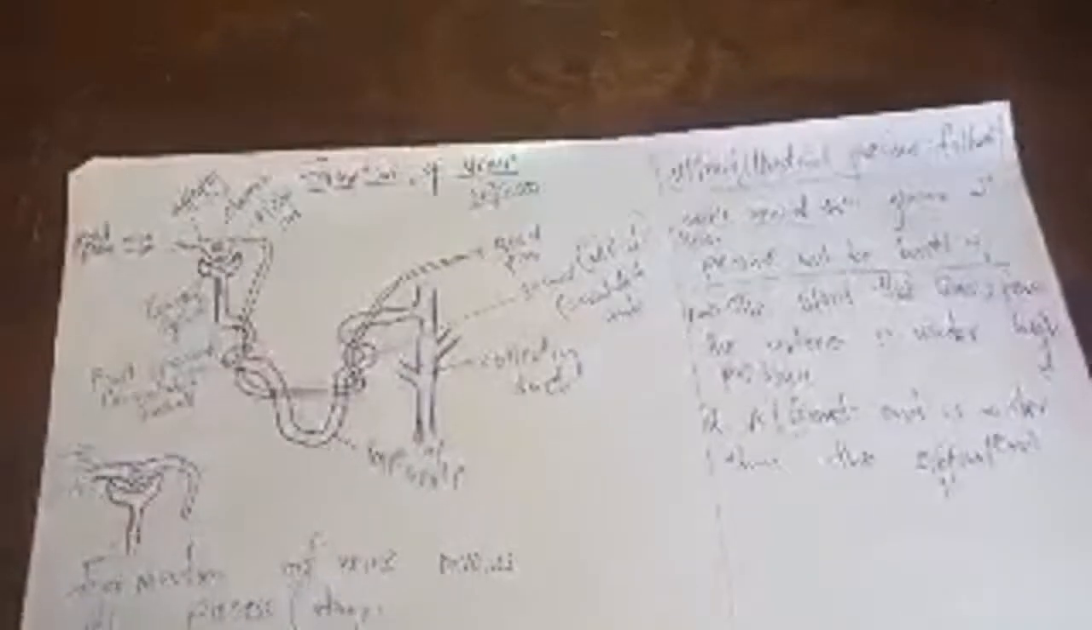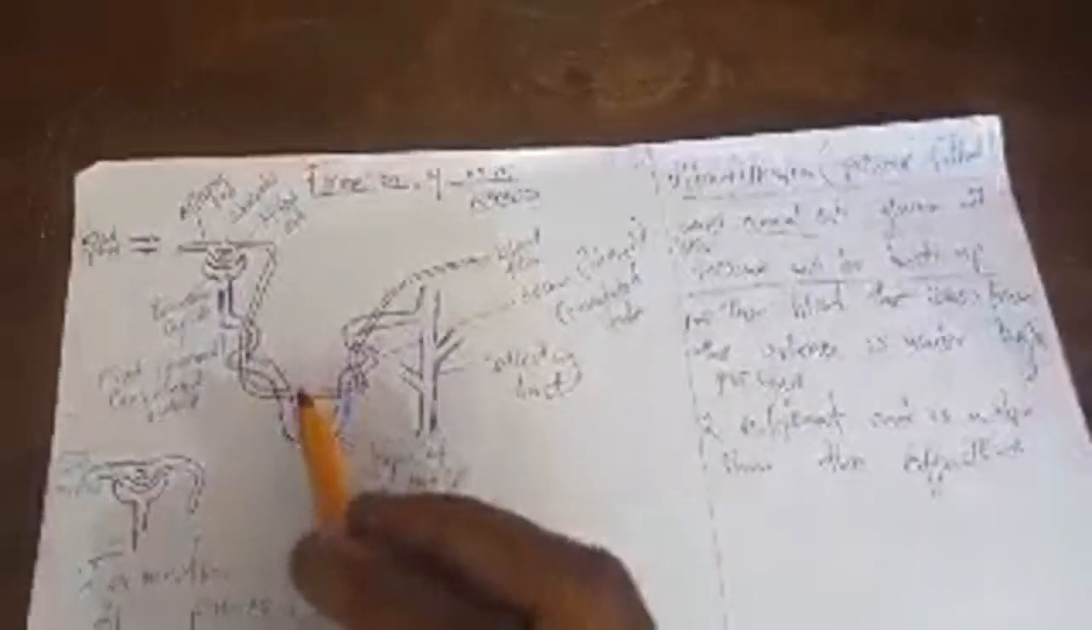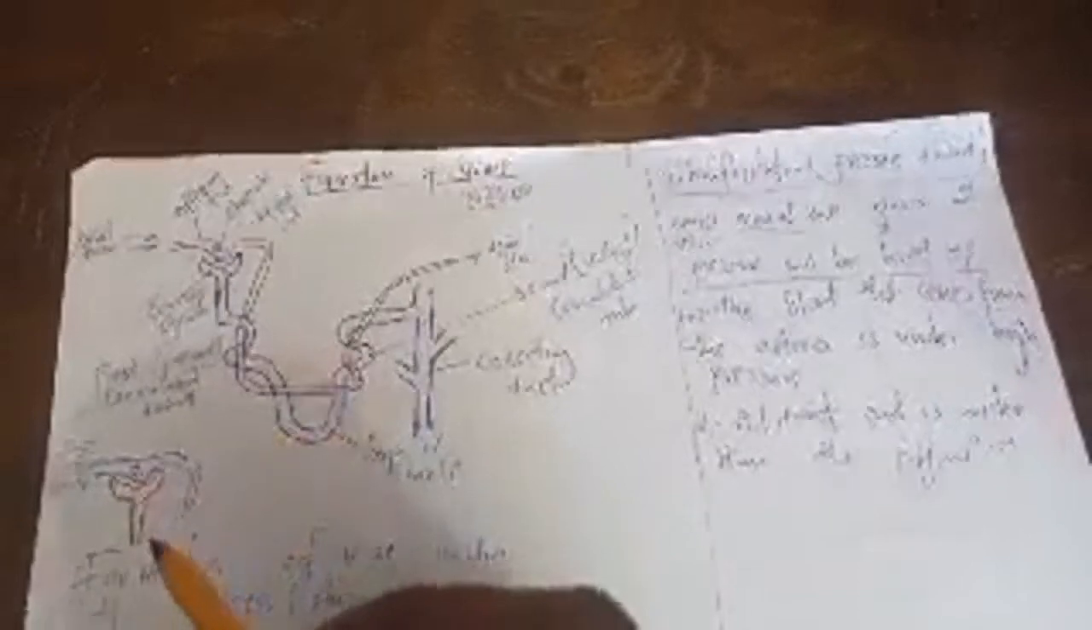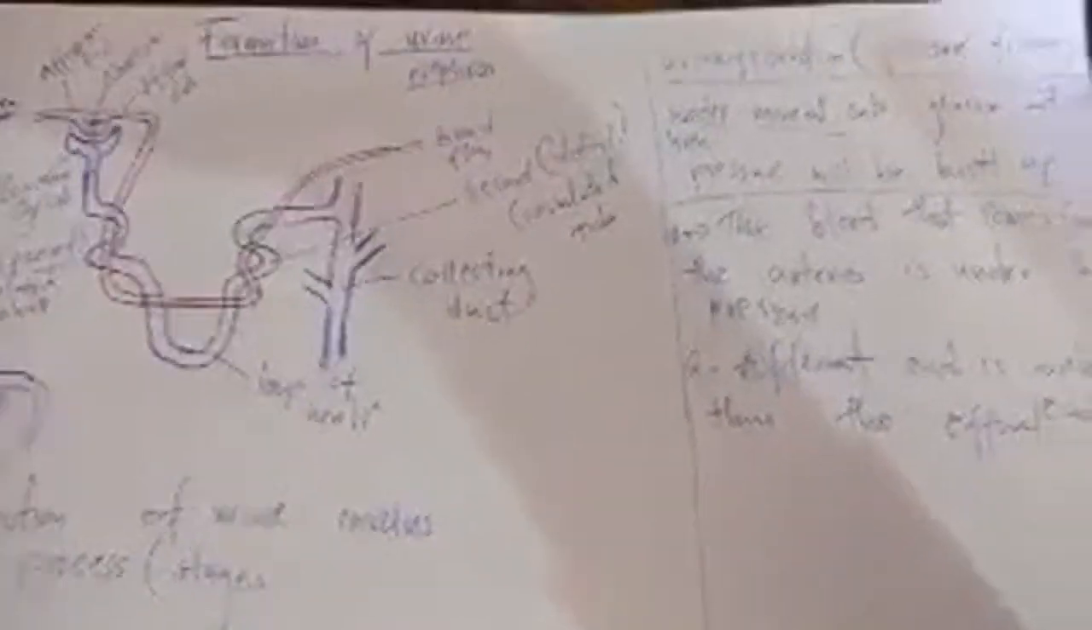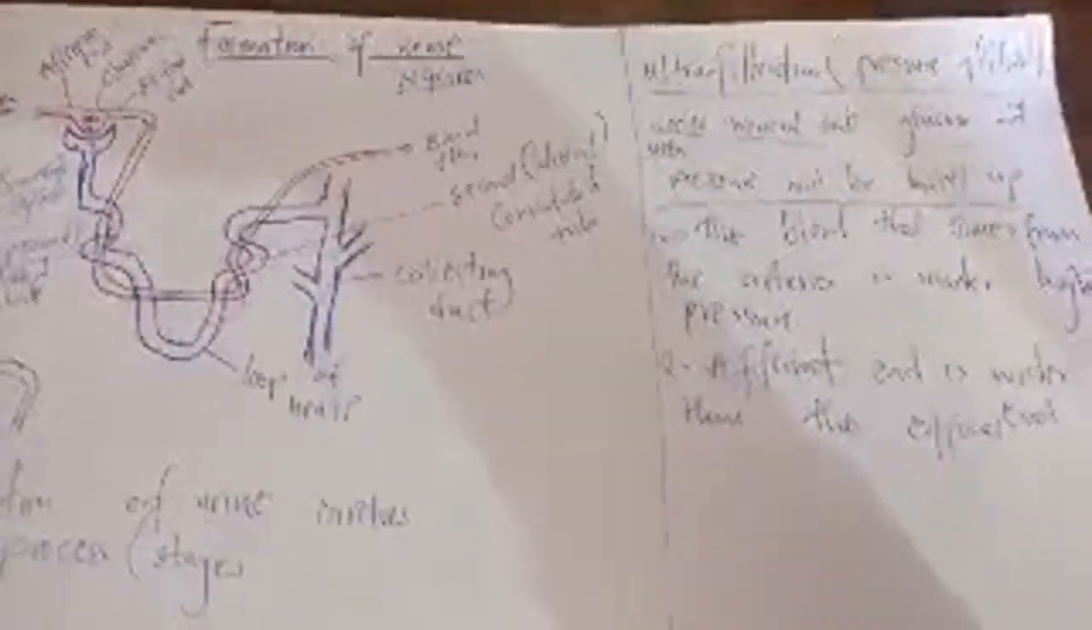Okay, so what things will be left? What things will be trapped during this process? So you said during ultrafiltration, the red blood cells and the large molecules such as plasma proteins remain inside the glomerulus.